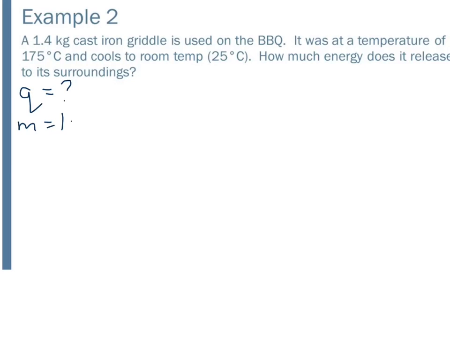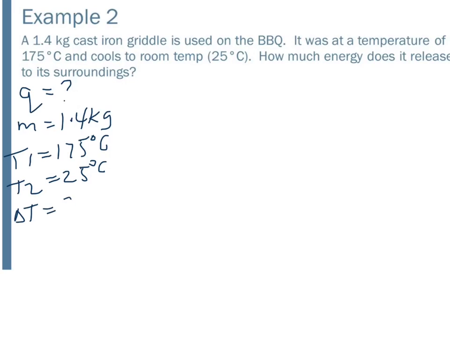We have mass. We have our T1, it's 175. We have our T2, 25. So let's go ahead and figure out our delta T.